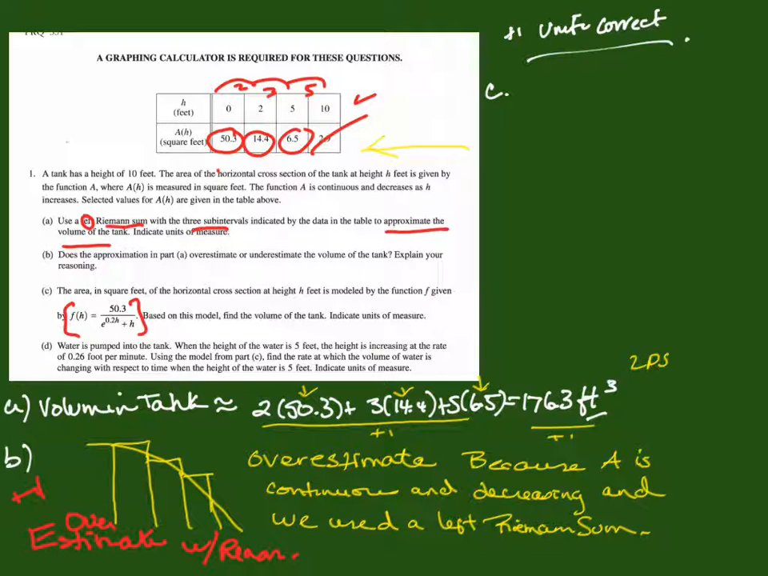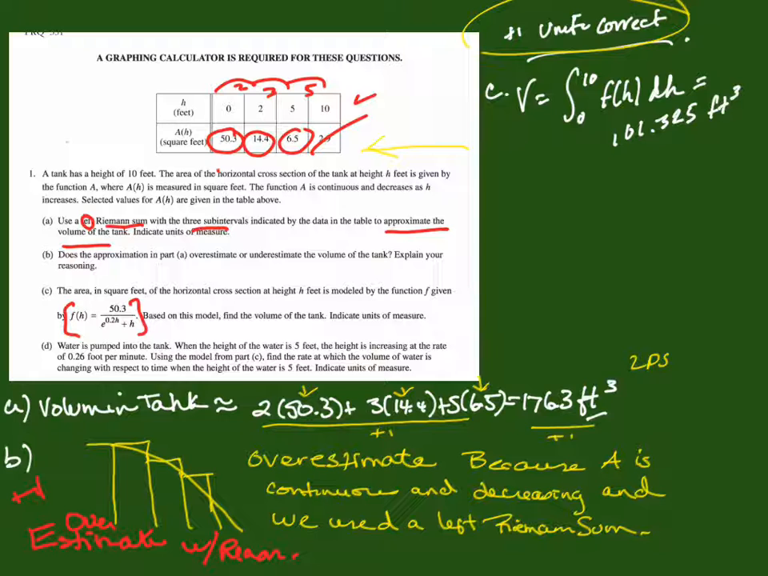So you would just say the volume is equal to the integral of 0 to 10 of f of h dh, and that's equal to 101.325, and they want units, of course that would be feet cubed. Again, that's to get this 1 point for all things correct. A little bit strange because we're using volume and stuff in the same way we used accumulation. So that was worth 2 points. So +1 for the integral and +1 for the answer.